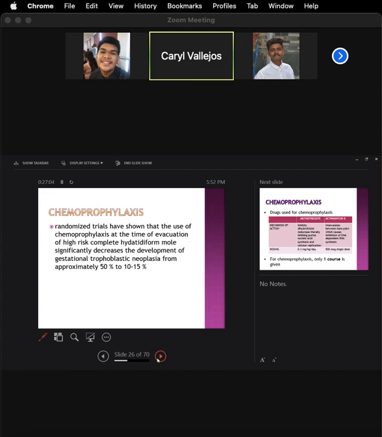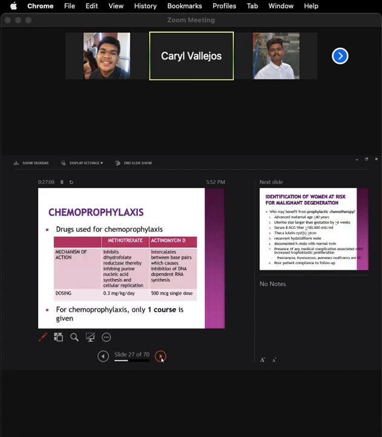So what is the drug being used for the chemoprophylaxis? That is your methotrexate. And in some other countries, they make use of your actinomycin. However, in the Philippines, we make use of the methotrexate. Why? Because aside from it is cost-effective, this can be given even on an outpatient basis.